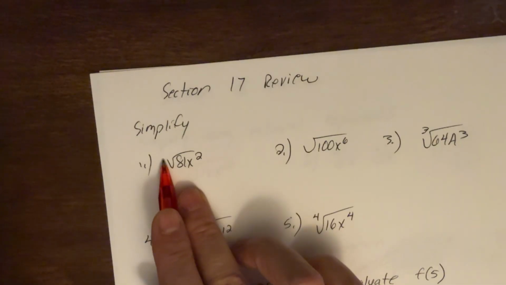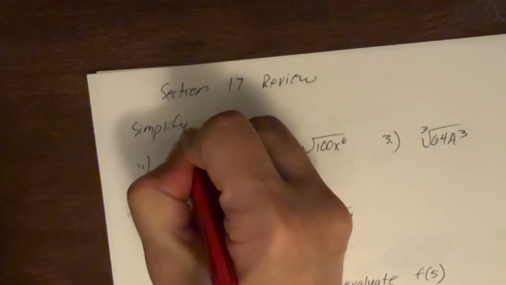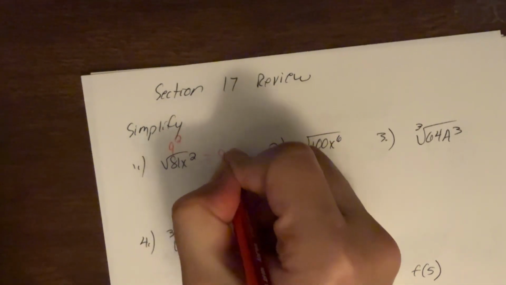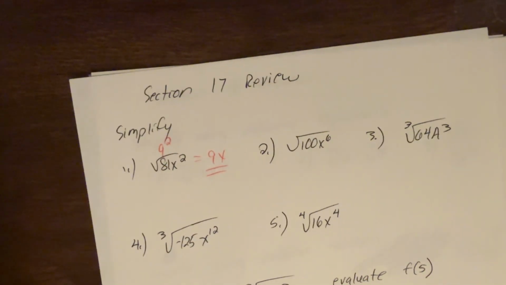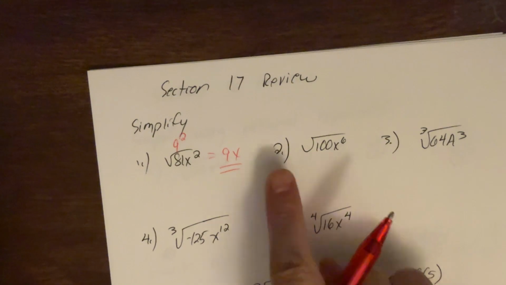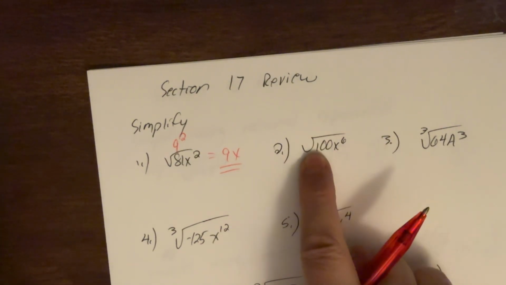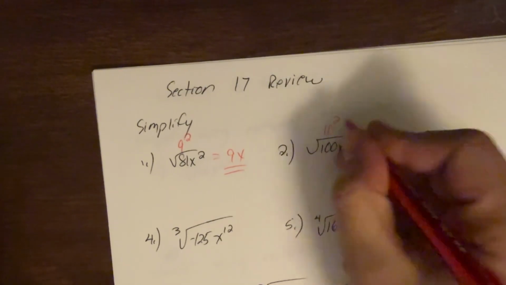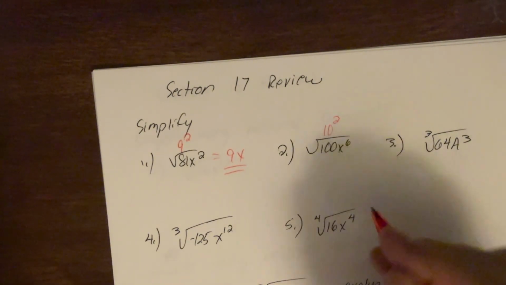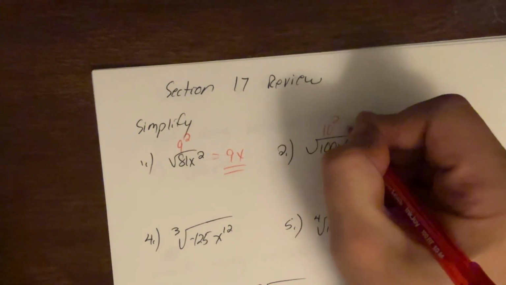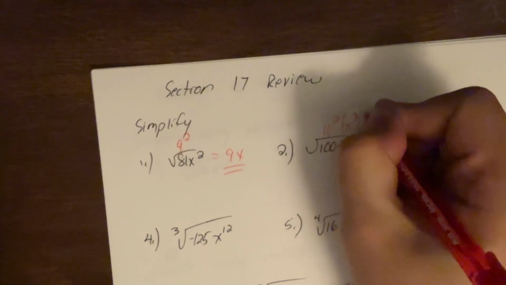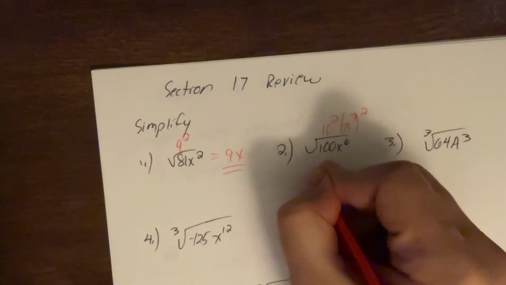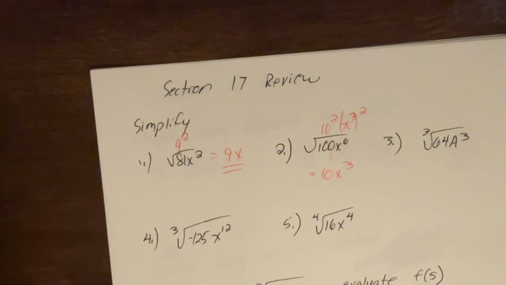Simplify, this is the square root. Well, 81 is 9 squared, so 9 squared x squared, the squares cancel, and we're just left with 9x. Number 2, square root again. This time it's 100x to the 6th. 100 is 10 squared. The x to the 6th is not as easy. Some people would break it down like we've seen as x cubed squared. The squares cancel. I'm left with 10x cubed.